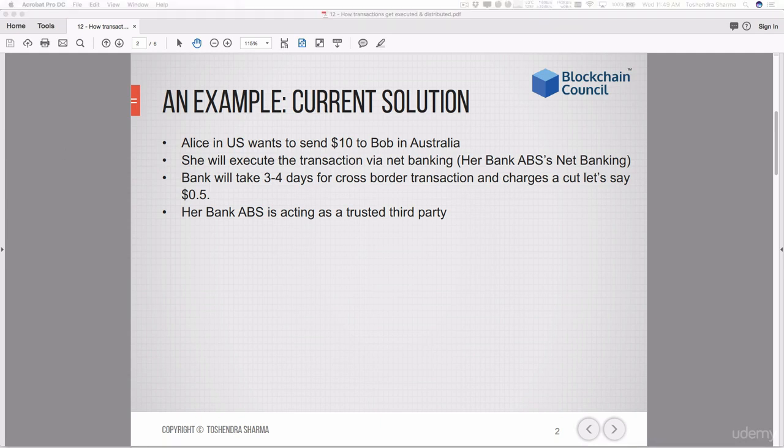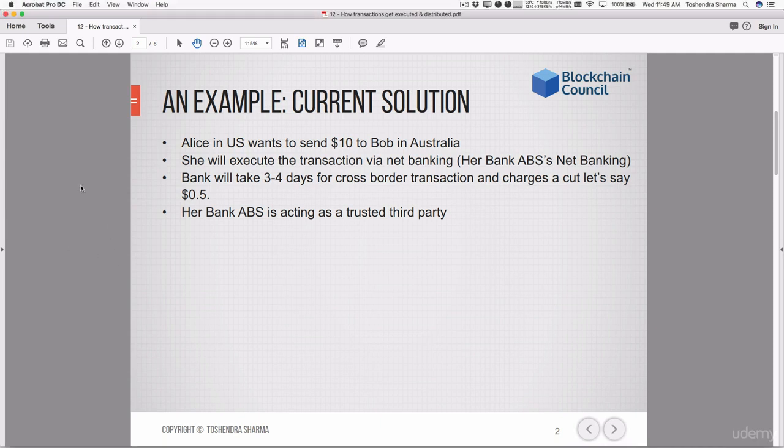The current solution for the cross-border transaction is like this. Suppose Alice, who is in the US, wants to send $10 to Bob in Australia. Alice will execute the transaction via net banking, her bank's net banking, whatever is there.